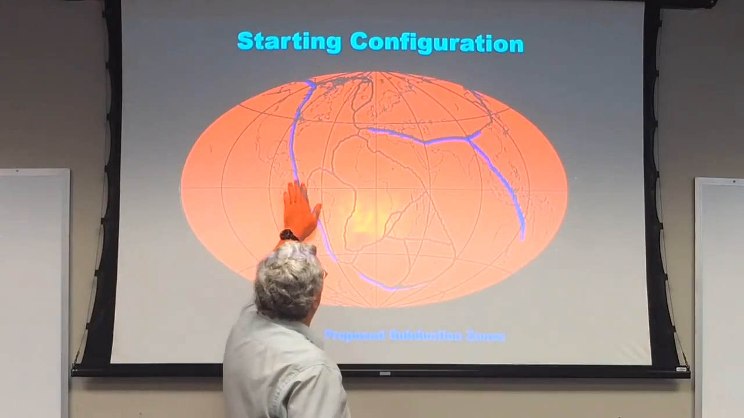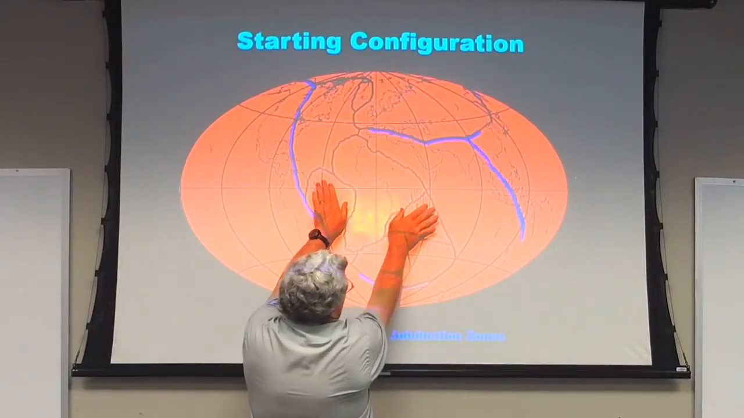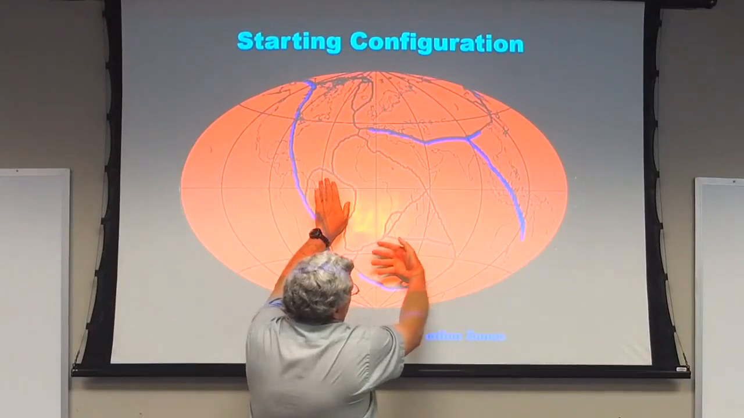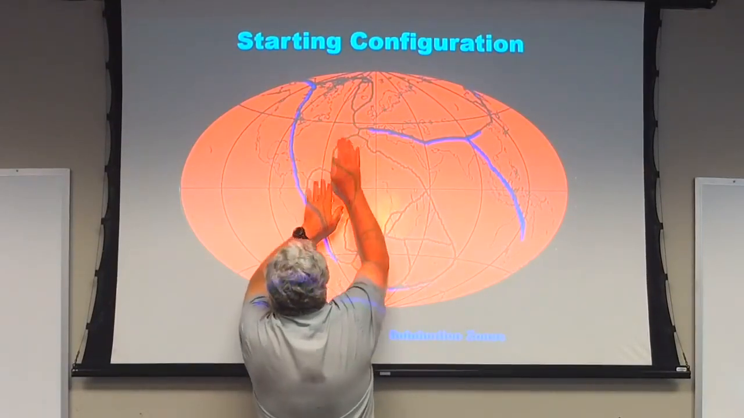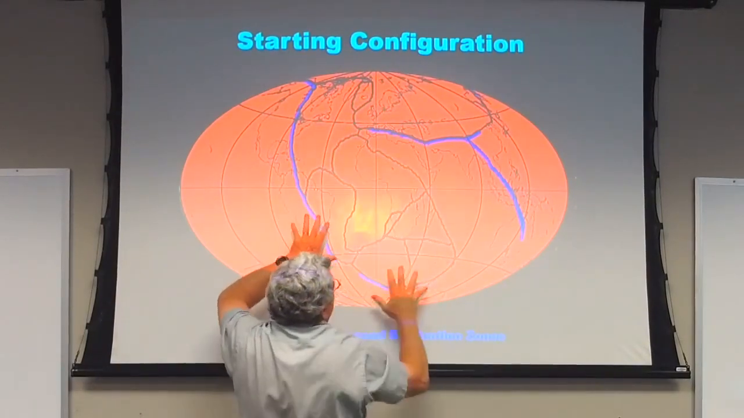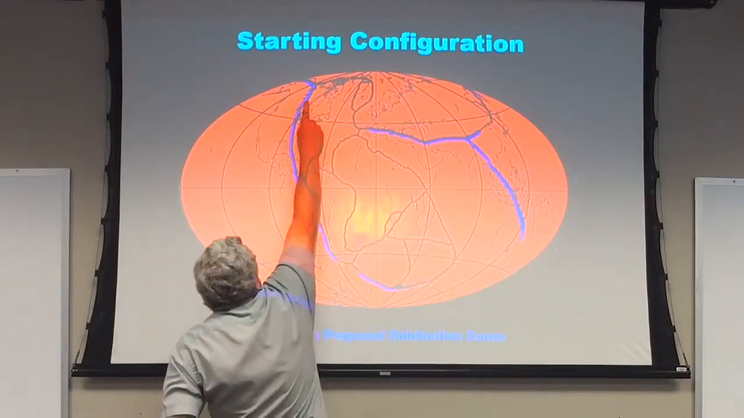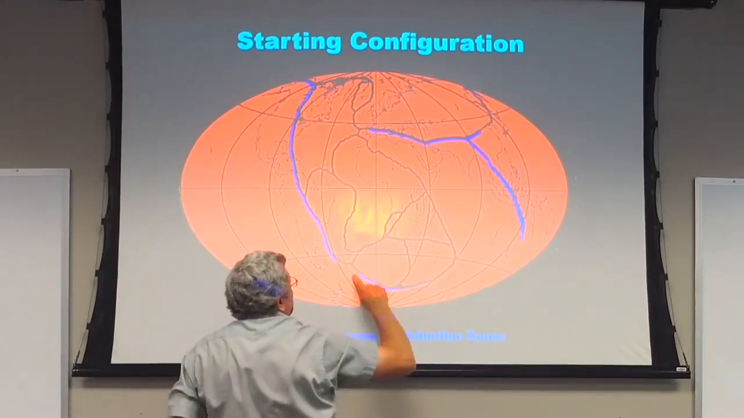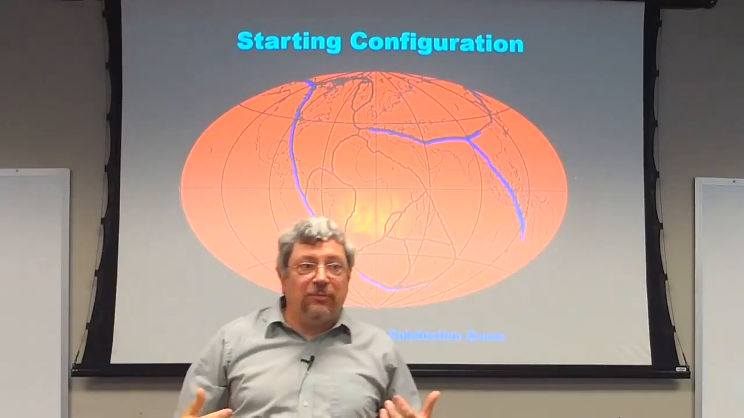So he's got South America tucked up against Africa. India is tucked in there with Antarctica here and Australia here. North America is tucked against Africa and Europe. And that's the Pangea configuration. What John did is had subduction go along the blue here. This is where subduction is occurring in his model.